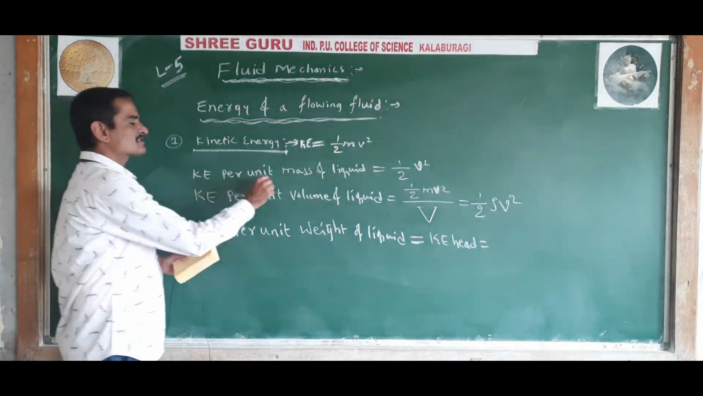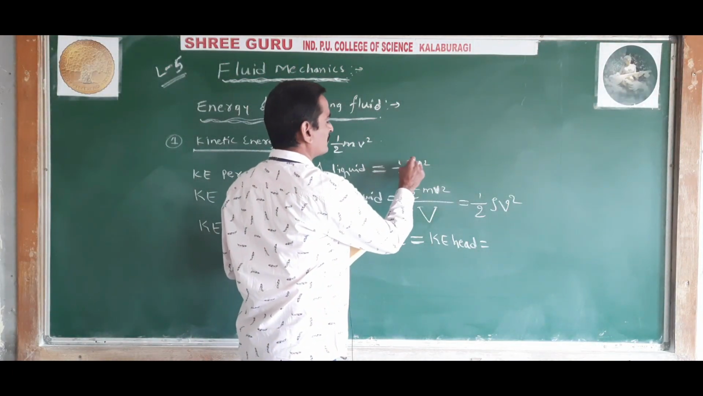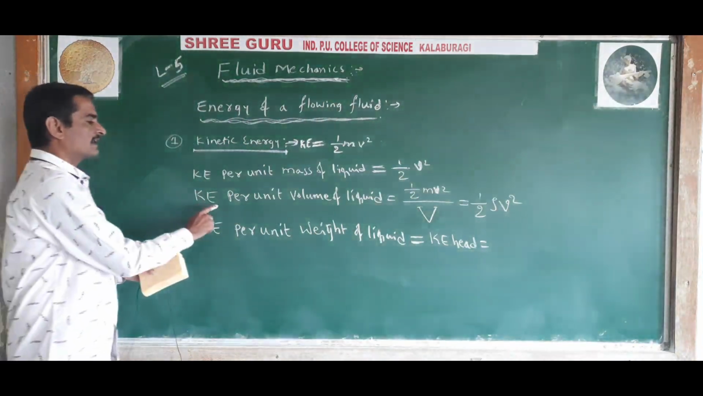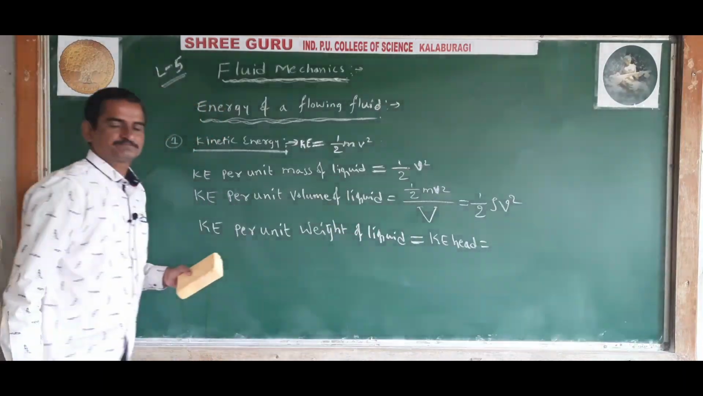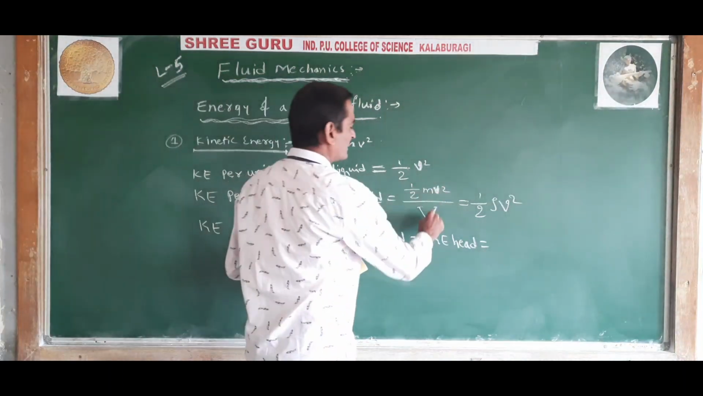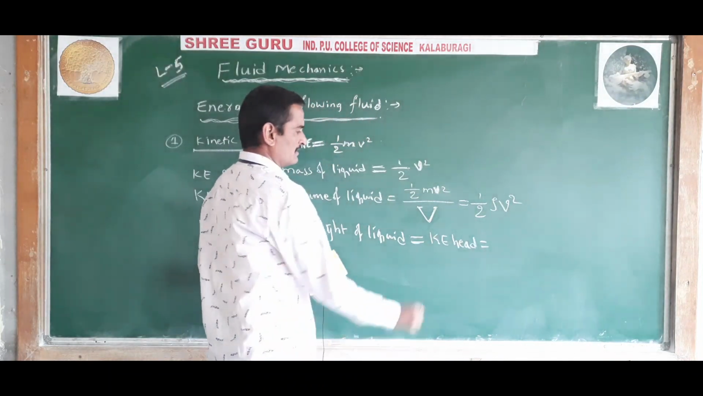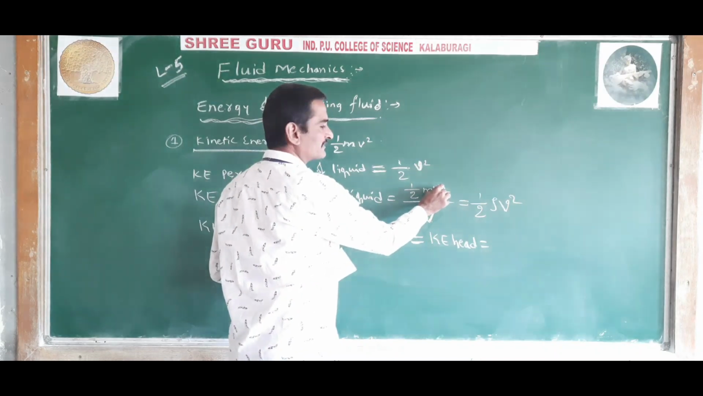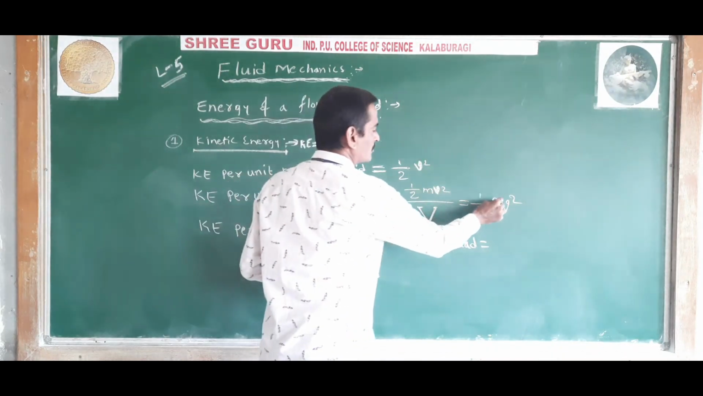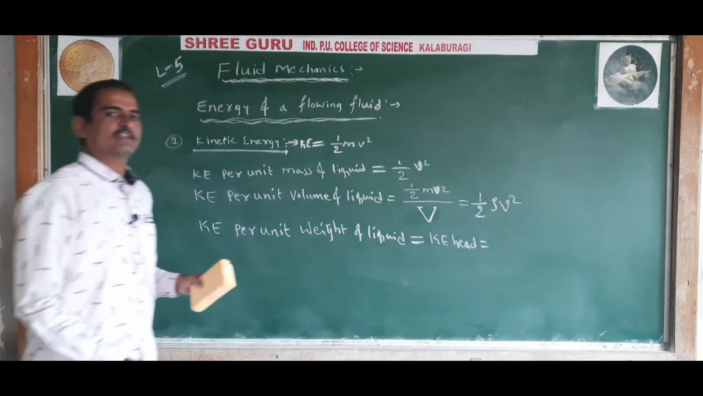Now the kinetic energy per unit mass of liquid is given by 1/2 mv square divided by m, we get 1/2 v square. Kinetic energy per unit volume of liquid is kinetic energy divided by volume of liquid, that is half mv square divided by V. This is the volume of the liquid and this is the velocity of the liquid, it does not cancel. So mass divided by volume is density, therefore 1/2 rho v square, where rho is the density of the liquid.